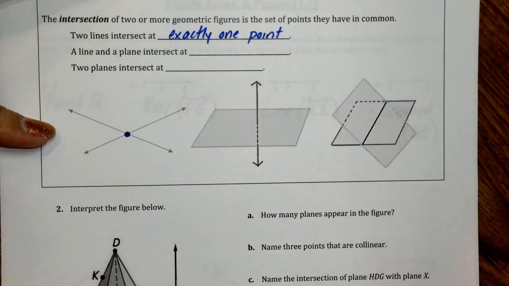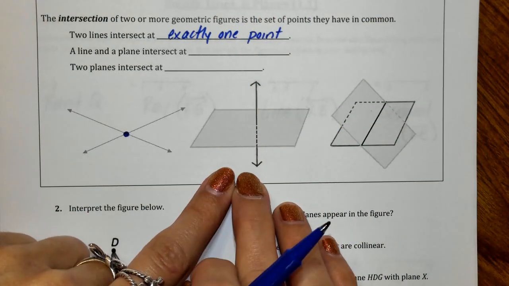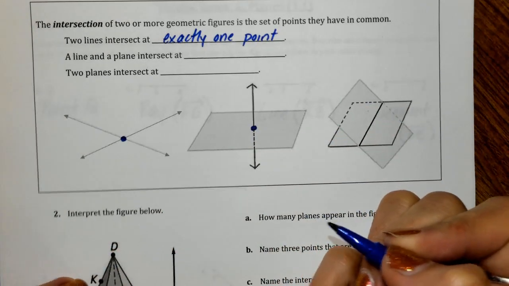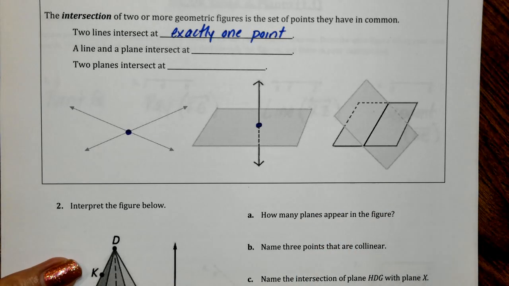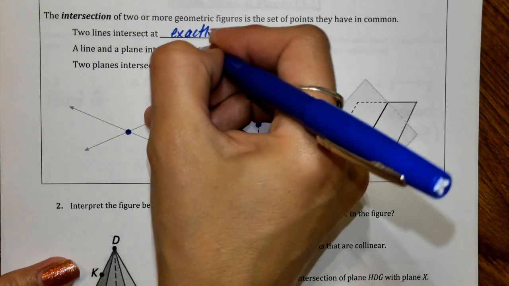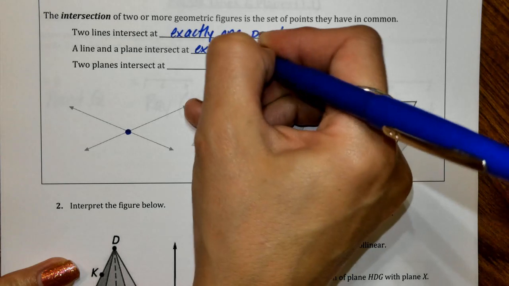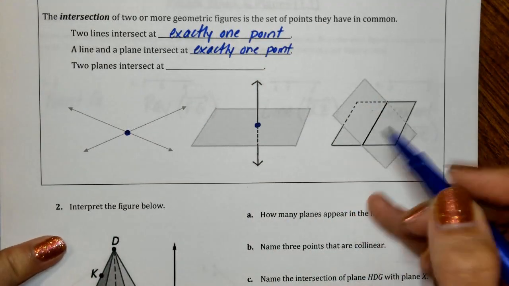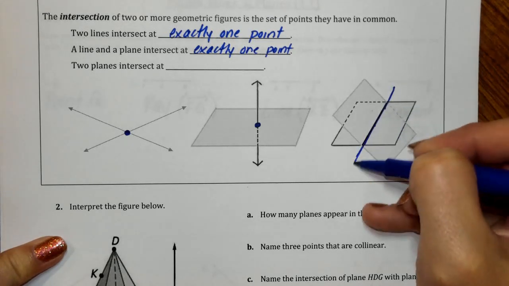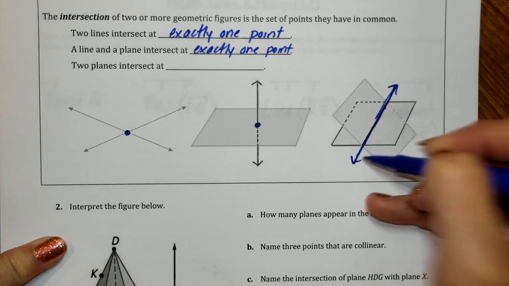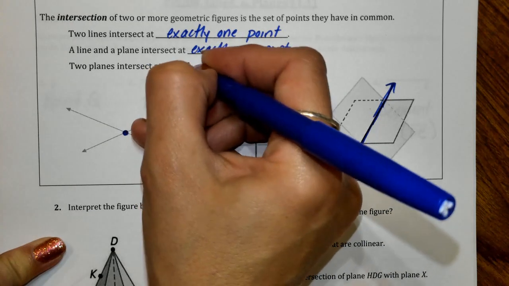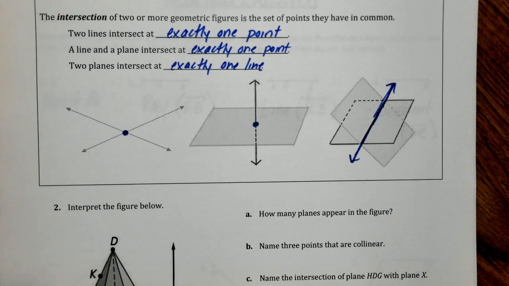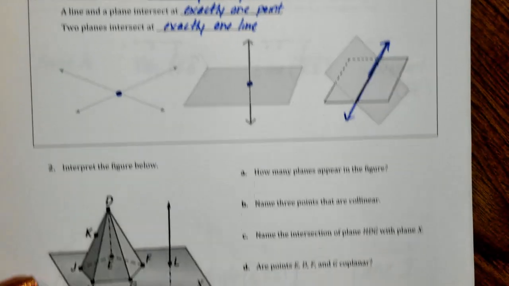Exactly 1 point. Over here we have a plane and a line. These are also going to intersect at 1 point. The line is going to cut through that plane. And then when we take a look at the 2 planes, you're going to notice here this is the intersection. So these are going to intersect at exactly 1 line. Make sure you have those drawn in on your images as well.